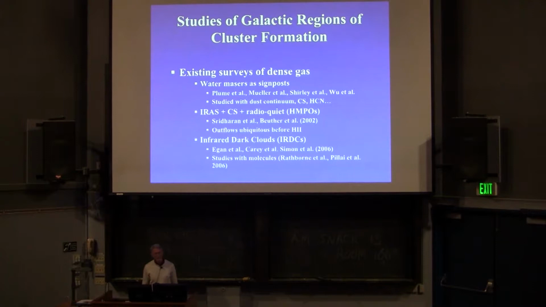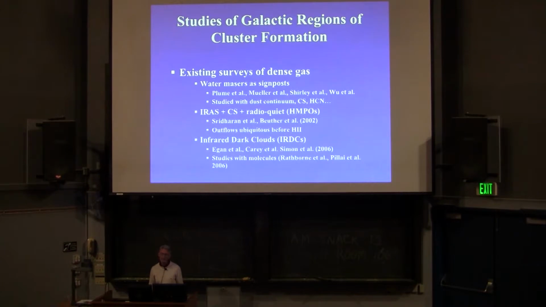Okay, so what do we know now? We have a number of surveys, and these are all biased in various ways. The unbiased surveys that I mentioned briefly are going to give us a better sample, but right now I can tell you about the existing surveys.